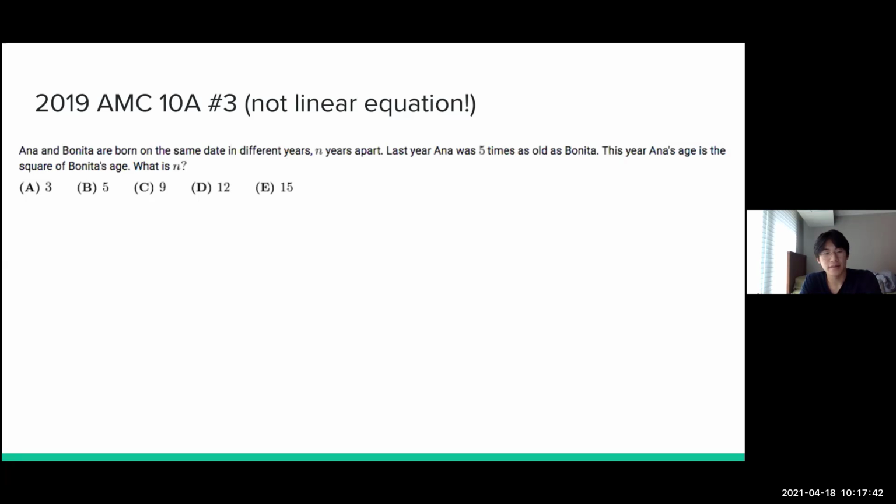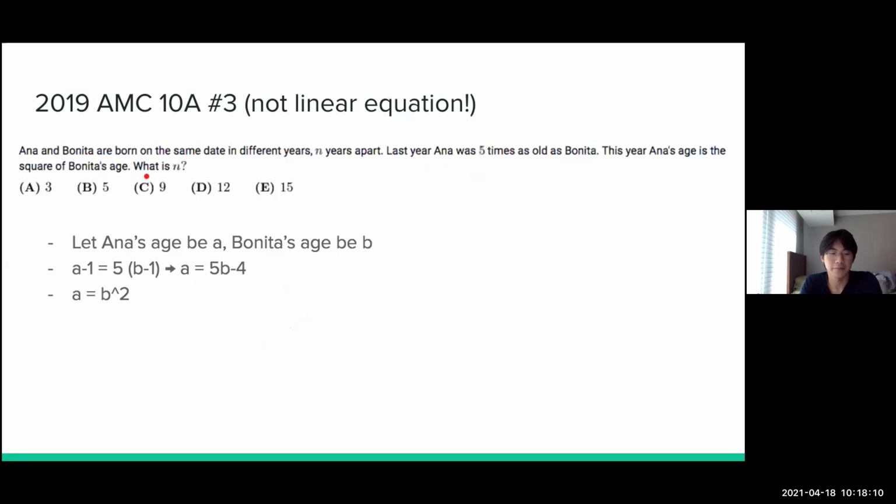But really, this is not so much different compared to the two questions we saw before. Let's let Anna's age be A, Bonita's age be B. If we translate this statement into an expression, we find that A minus 1 equals 5 times B minus 1, which we can isolate, or solve for A, by saying that A equals 5B minus 4. If we translate this second sentence, Anna's age is the square of Bonita's age, we find that A equals B squared. Using the substitution method, we find that this and this are the same.